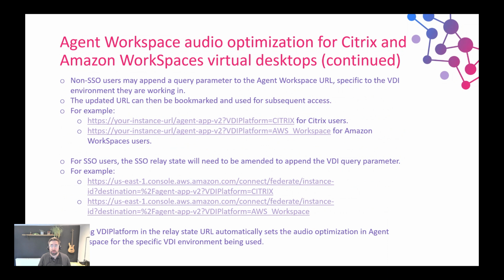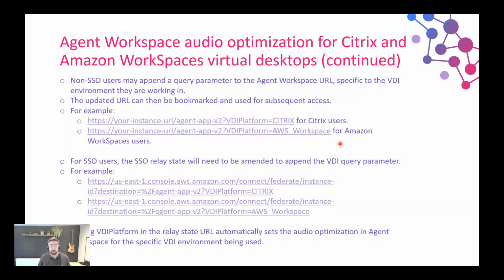If you're an SSO user compared to a non-SSO user, it's a slightly different process. For non-SSO users, you can amend the URL with the links that we show on the screen here. So for example, this one here for Citrix users, append the string at the end there, or this one here, VDI platform equals AWS Workspace for Amazon Workspace users. And what's suggested in the docs is that you update the URL, get your users to bookmark it, and use that link if you're running from a VDI space.